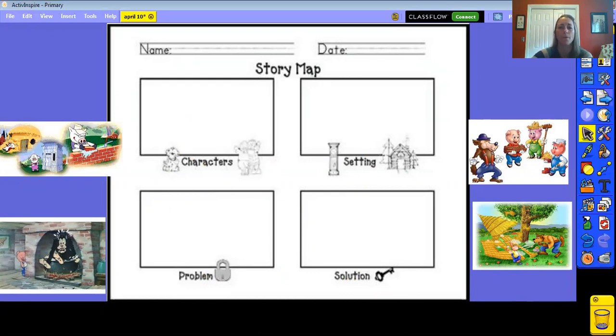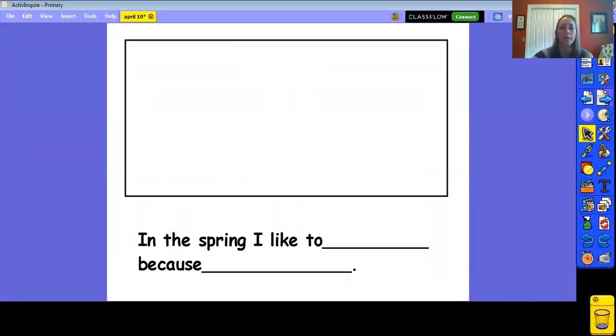One more thing for you before I say goodbye. Here's a journal that I want you to try. It says, in the spring, I like to, tell me something that you like to do, or a place you like to go, or someone you like to play with, because, and then I want you to support that opinion. So give me your opinion about something you like to do in the spring, and then support it. Tell me why, okay?